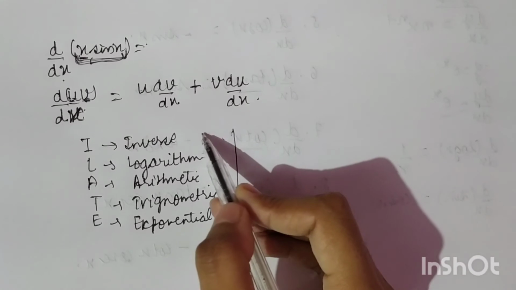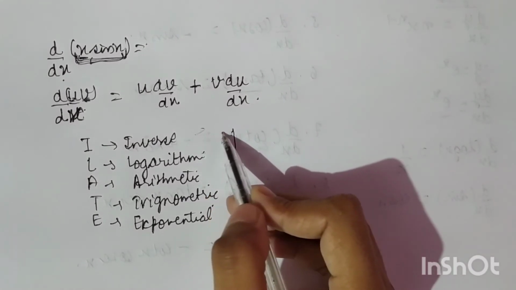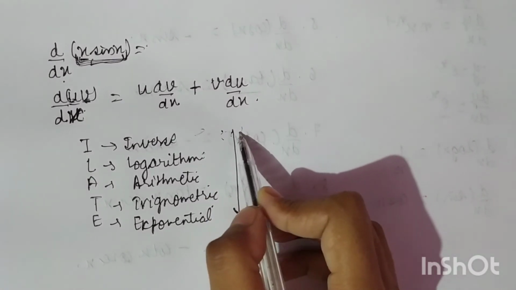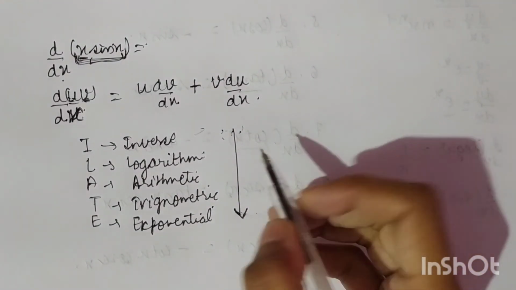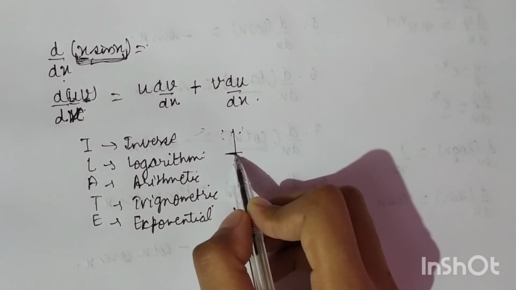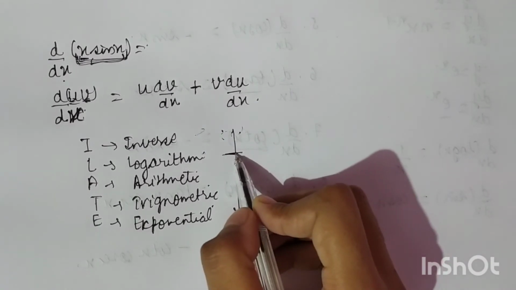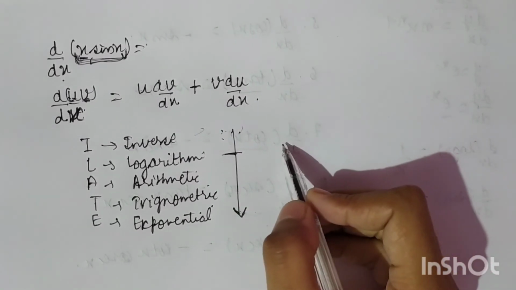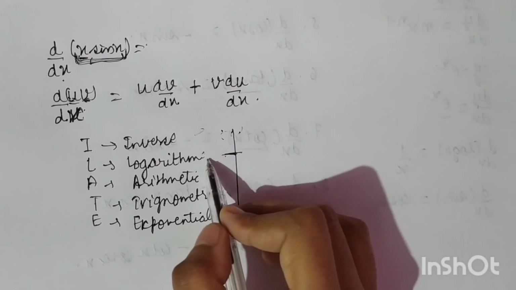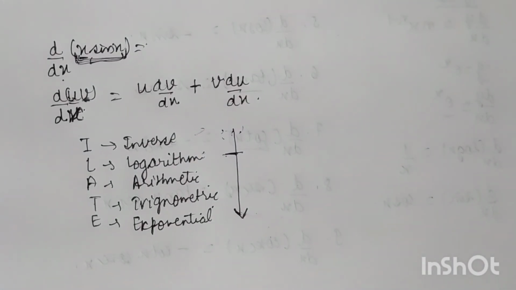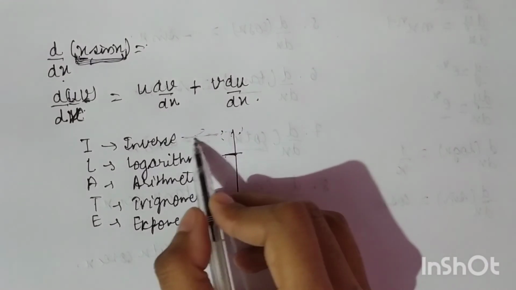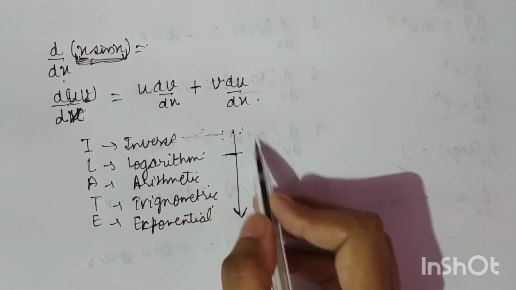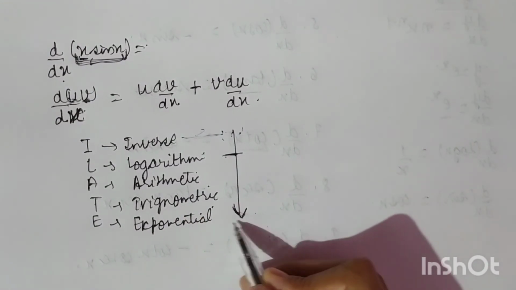How? If there is an inverse term in the function, that term will be considered as the first function and the other term will be considered as the second function. If we have a logarithmic function in the question, that will be considered the first function if we are not having an inverse function in the question. Okay, and the same way we have to follow the other things also.